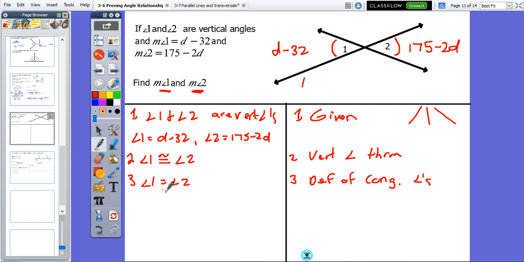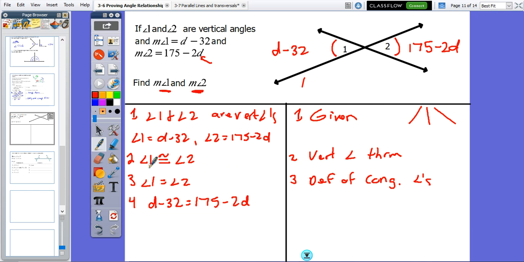Now that I know that these are for sure equal, especially with the word equal right there in the middle, I can go ahead and start setting it up. Remember, angle 1 is equal to D minus 32, and angle 2 is equal to 175 minus 2D. I set up an equation because the equation is going to help me find the value of this D right here to plug it back in there. So I have this equation set.